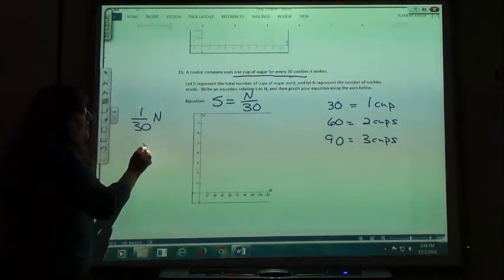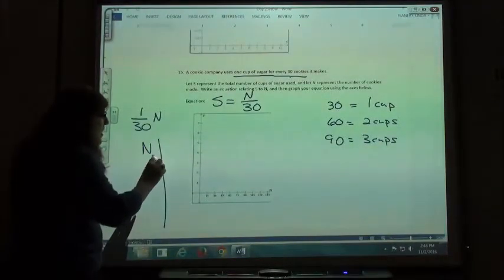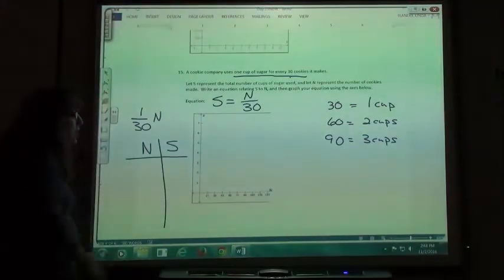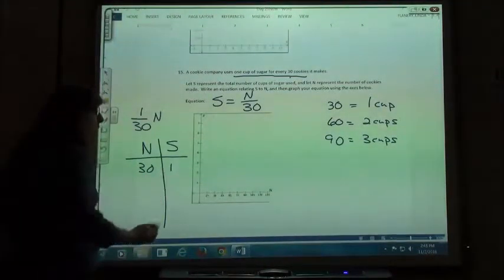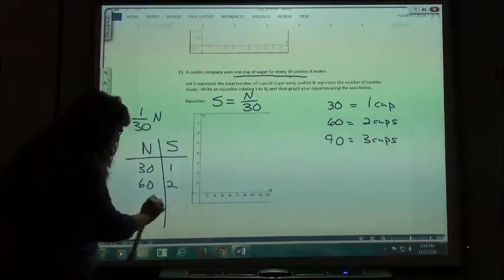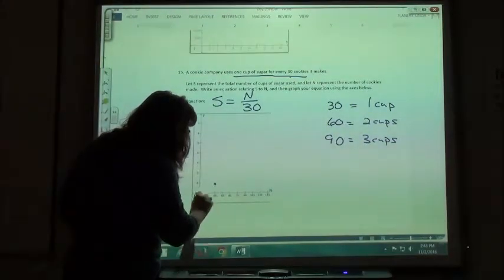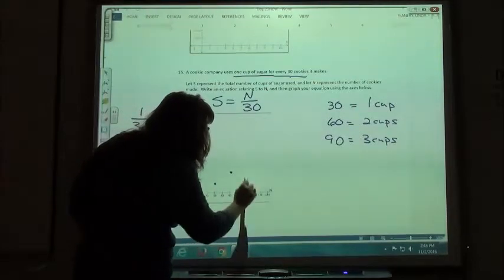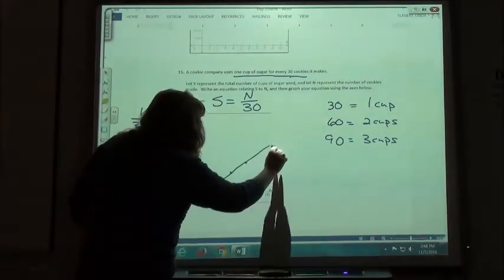I've already basically made my table. If I know the number of cookies I'm going to make, how much sugar am I going to use? Well, I found some right there. 30 gave me 1 cup of sugar, 60 was 2, 90 was 3. So 30 with 1, 60 with 2, 90 with 3, and I can connect my dots and draw my line.